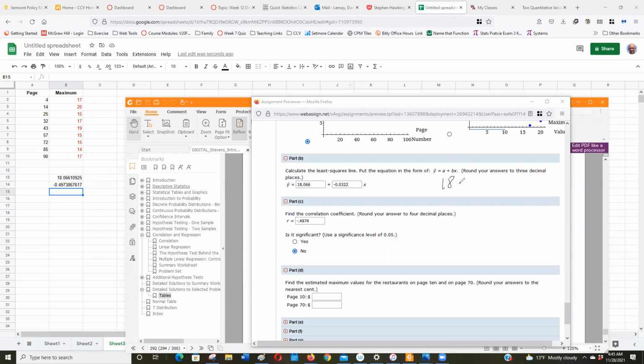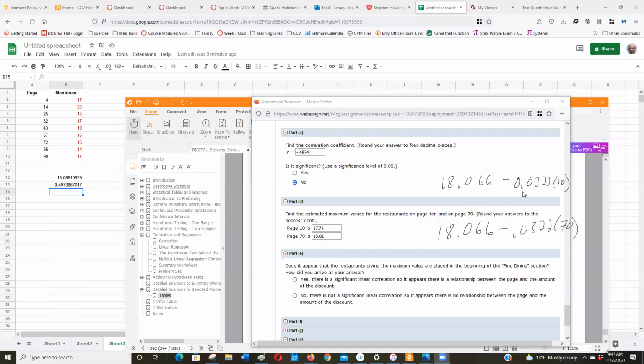So 18.066 minus 0.0322 times 10. We'll calculate that. Don't forget to use order of operations. And then 18.066 minus 0.0322 times, what, pages, 70. And we can get that answer. Why don't I stop for a minute and do this calculation? So I did those calculations, and that's what I got for my 2 values.